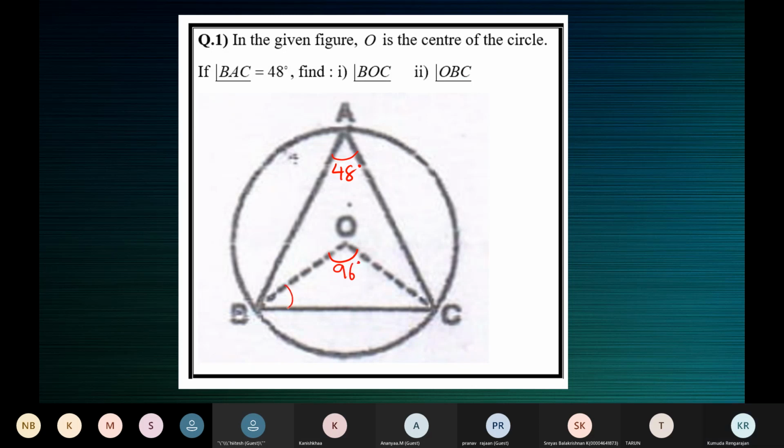And what about angle OBC? In triangle OBC, is OB equal to OC? Yes, ma'am. Why? Ma'am, O is the center of the circle. Why is OB equal to OC, children?